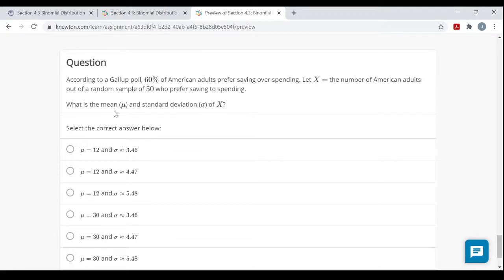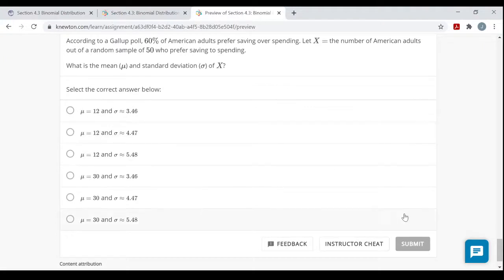And they're asking, what is the mean value mu and the standard deviation sigma of this random variable X? All right. Now, I'm going to show you how we would go about making a chart for this. This is saying you have a sample of 50 American adults, and you're going person to person and asking them, do they prefer saving over spending? All right. So let me show you what a table for this would start looking like.